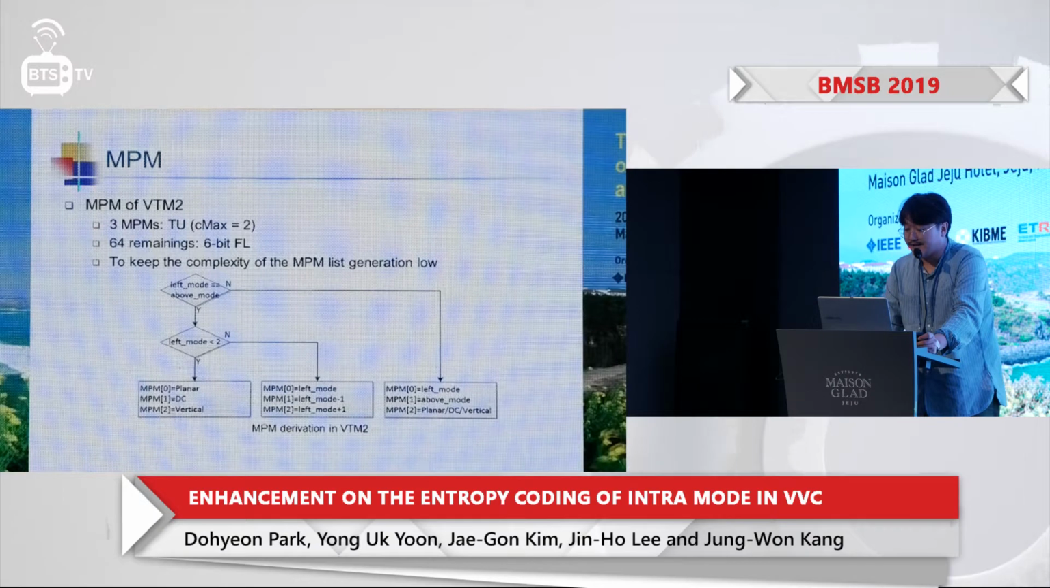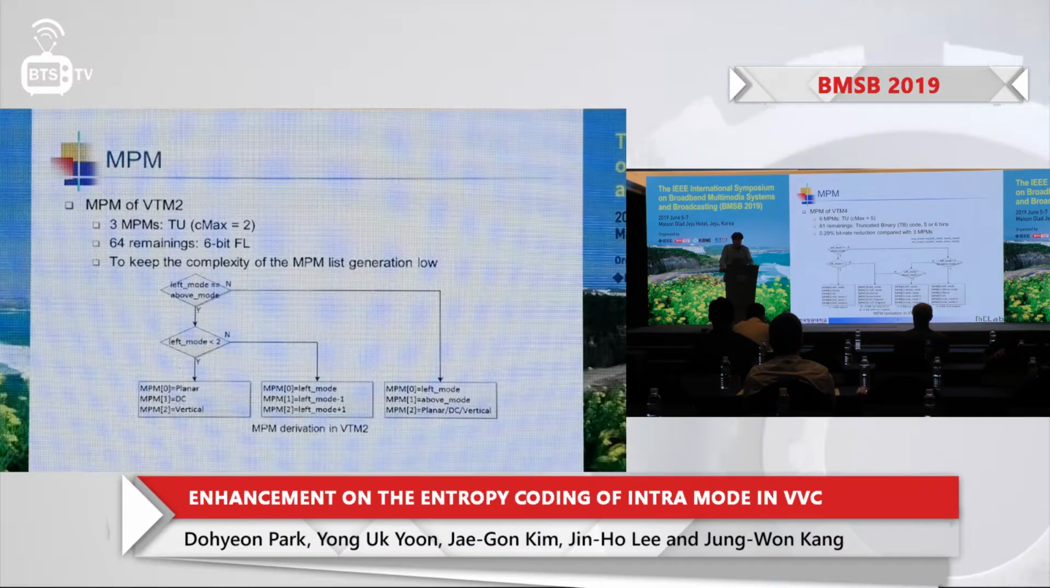If left mode and above mode are not the same, and one mode is angular only, the MPM is allocated in the order of left mode, above mode, planar, min mode, max mode plus 1, max mode minus 1, max mode plus 2. If left mode and above mode are not the same and both modes are angular, the MPM is allocated in the order of left mode, above mode, planar, DC, max mode plus 1, max mode minus 1.